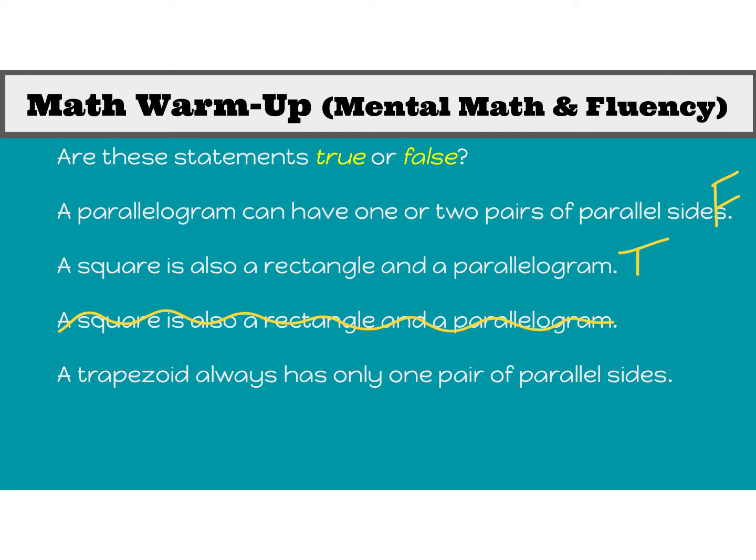So let's take a look at the last one. A trapezoid always has only 1 pair of parallel sides. And that would be false, because it might not always be.